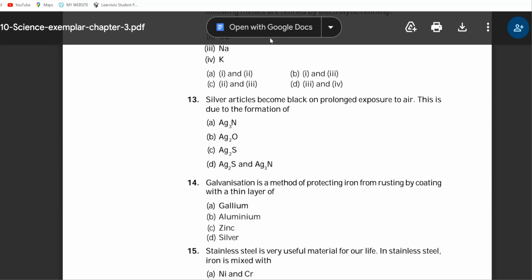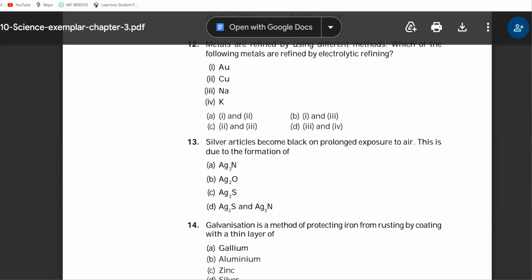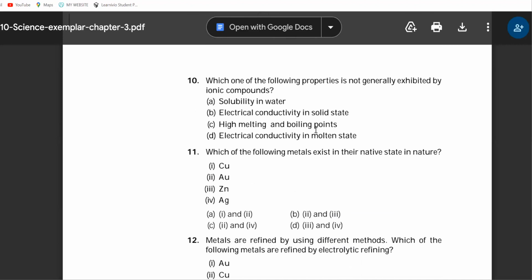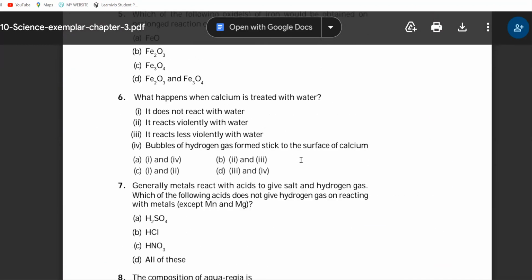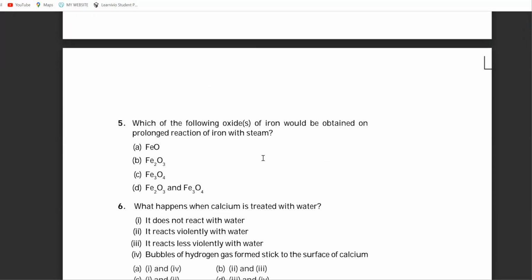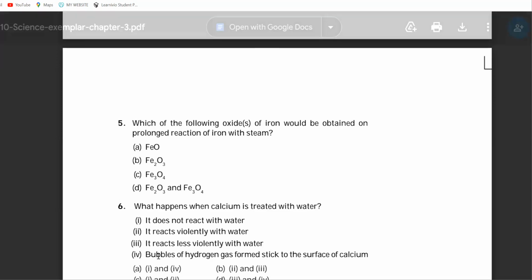Silver turns black on prolonged exposure to air. Sir, Ag2S. Silver sulfide. So we have discussed this one, that it is silver sulfide. Yes, Ag2S. And then metals are refined by using different methods. We have discussed all these metals. Okay. Next, question number 5. Sir, I guess Fe3O4. Yes, Fe3O4. Good.